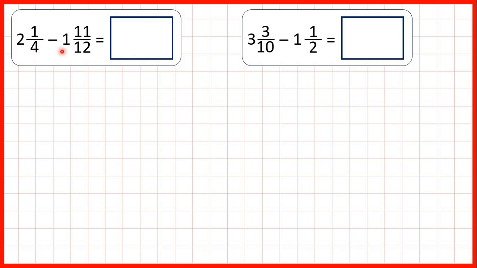We know that to subtract fractions we need the denominators to be the same, so we need to find an equivalent fraction for 1/4 which has a denominator of 12. So instead of 2 and 1/4, we can rewrite our question with 2 and 3/12. That's equivalent to 1/4 because 4 times 3 is 12 and 1 times 3 is 3.